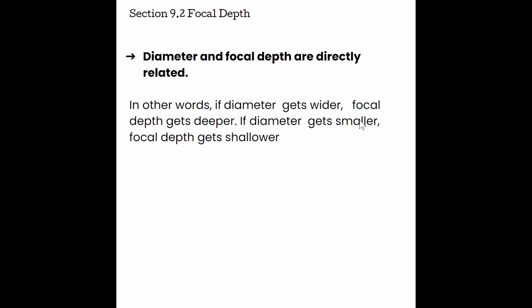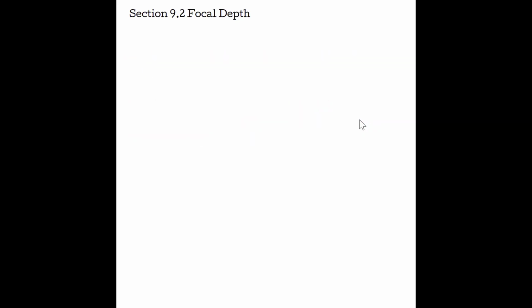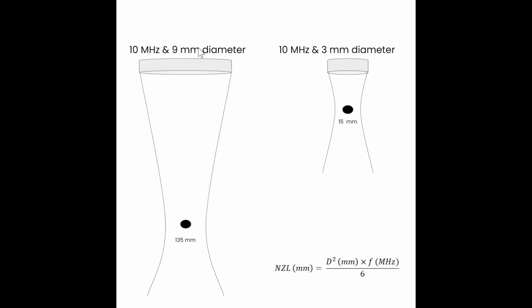Again, in other words, if the diameter gets wider, our focal depth will get deeper, and if the diameter gets smaller, then our focal depth gets shallower. So let's go back to that picture again real quick, and we can see that 9mm diameter, deep depth. 3mm diameter, shallow depth. Diameter number value increases, focal depth value increases. Diameter decreases, focal depth value also should decrease.